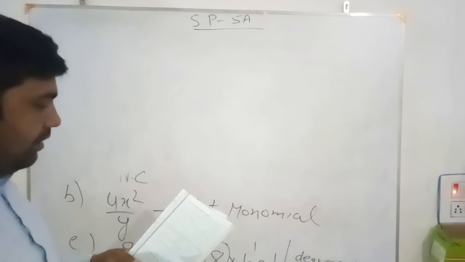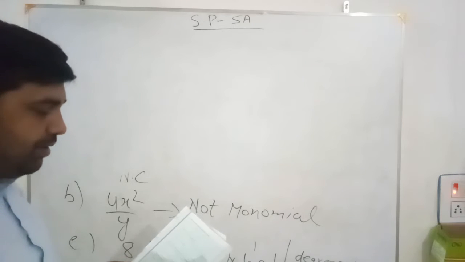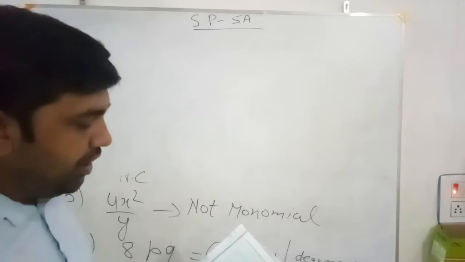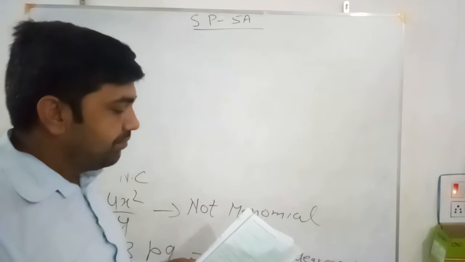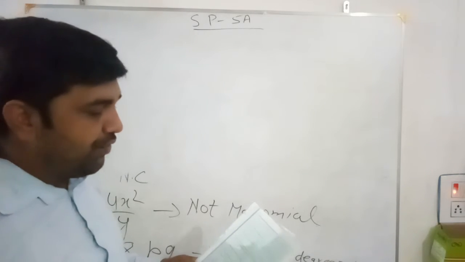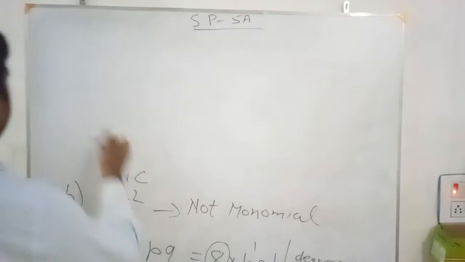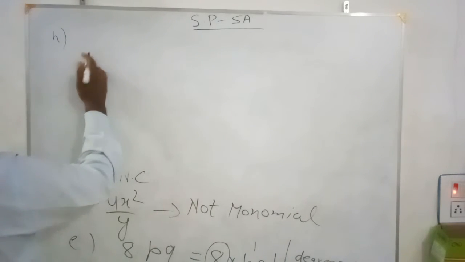Now question number G, 5 by t square. This is not a monomial because the degree of variable t is -2. In the next one, x cube is a polynomial, degree will be 3 and numerical coefficient is 1. Then see question number H.